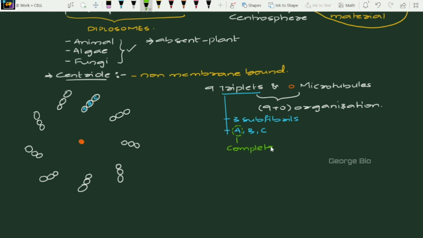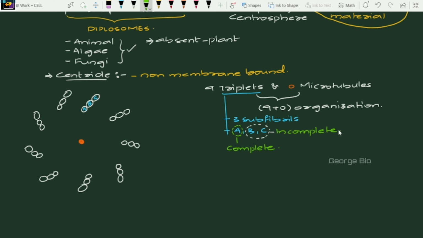Why is it considered complete? Because it consists of all the 13 protofilaments, which makes a perfect microtubule. Now these B and C subfibrils don't have a complete composition. It means one or two fewer protofilaments are present than in a complete microtubule. It means it is an incomplete one.